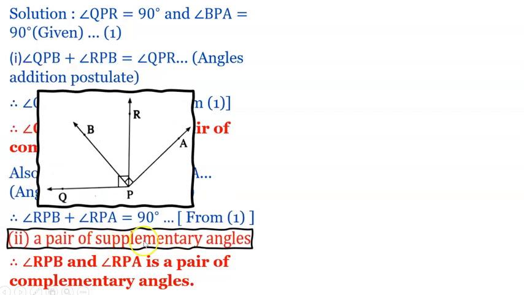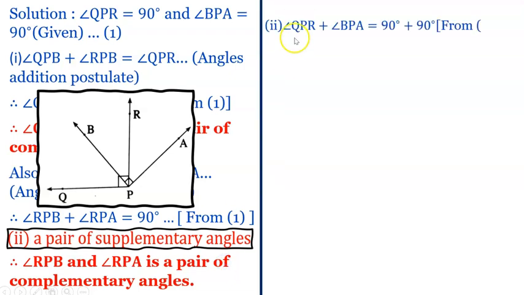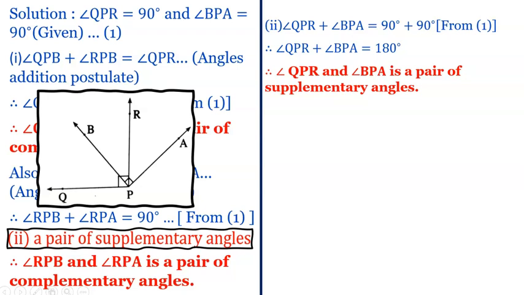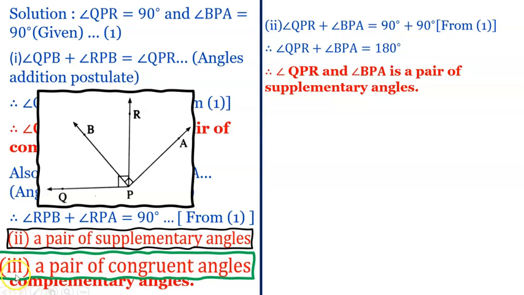Now next, a pair of supplementary angles. Now see this here. Angle QPR plus angle BPA is equal to 90 plus 90, and that is equal to 180. Okay, and therefore angle QPR and angle BPA are a pair of supplementary angles. Okay, next, third one, a pair of congruent angles.